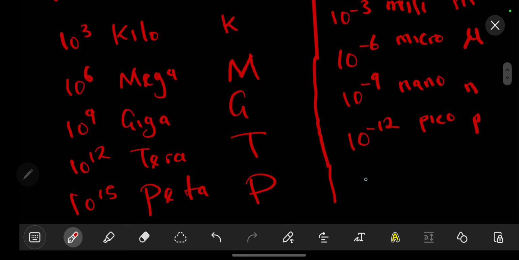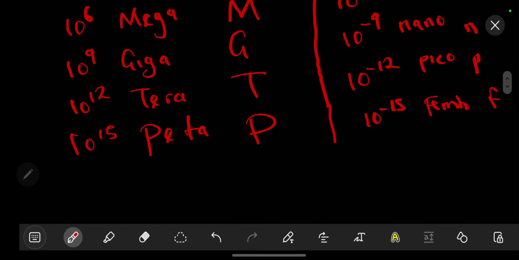Then when we look at our 10 raised to the power negative 15, we are going to call this one femto. The symbol is small letter f. When we go to 10 to the power of positive 18, we are going to call this one exa, with the symbol big letter E, like that.